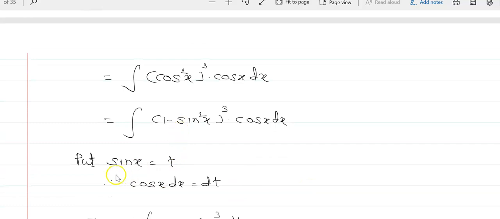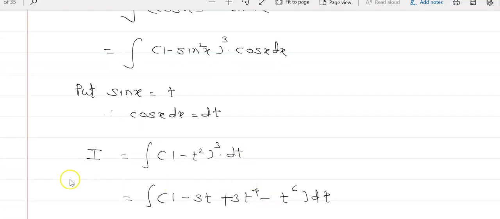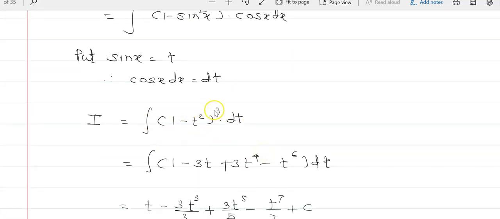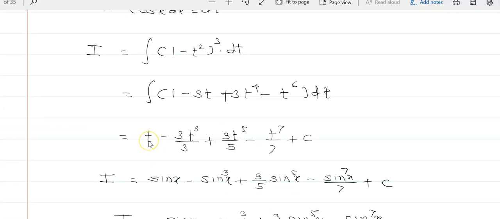Now put sin of x equals t, and then its derivative cos of x into dx equals dt. Therefore I is equals to integral 1 minus t square bracket cube into dt. Now expand this 1 minus t square bracket cube, that is 1 minus 3t square plus 3t raised to 4 minus t raised to 6 into dt. Now its integral, that is t, integral of 1 is t, minus 3t.